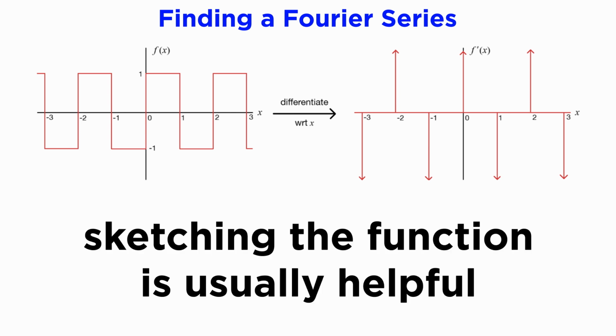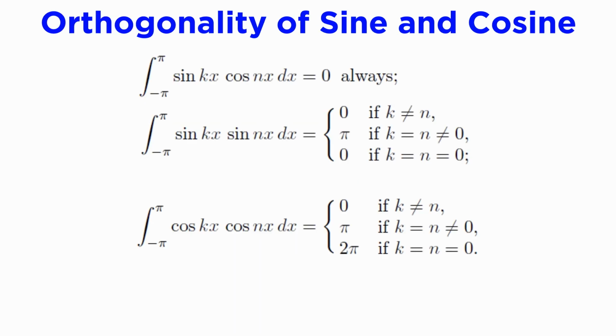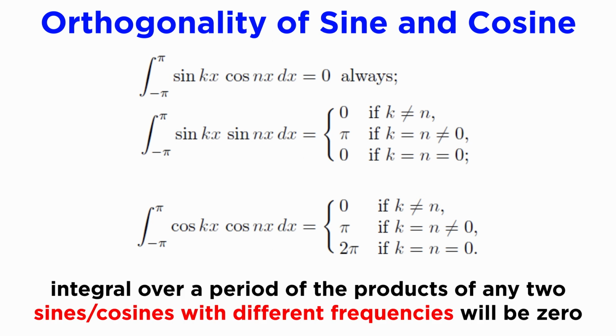It is very often the case that sketching out a given function f of t, as we have done here, will help us calculate Fourier series, allowing us to identify periodicity, odd and even functions, mean values from symmetry arguments, and more. When we evaluate the integrals for the Fourier coefficients, we can also often exploit orthogonality of the sine and cosine functions, where we can say that the integral over a period of the products of any 2 sines with different frequencies, or the product of any 2 cosines with different frequencies, will be 0.